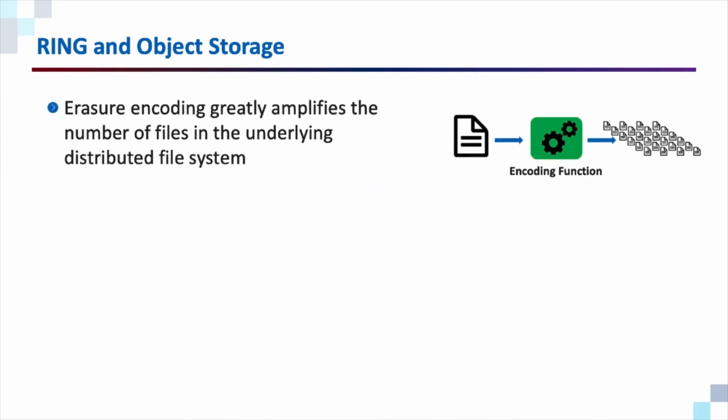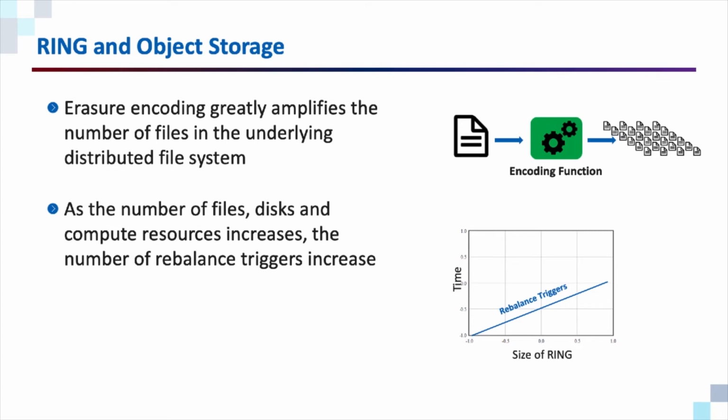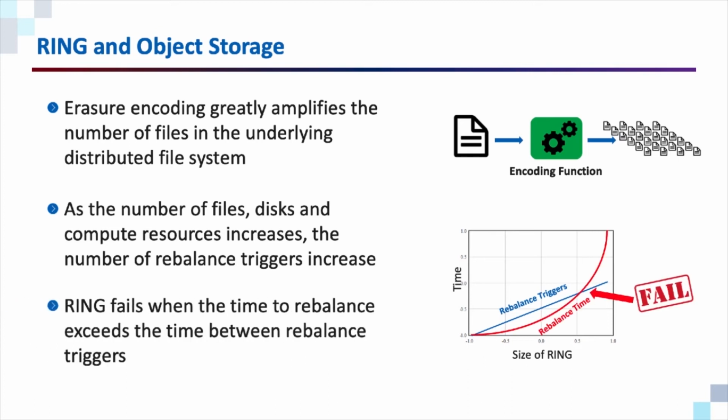So what does this mean? Erasure encoding greatly amplifies the number of files in the underlying distributed file system. And as the number of files, disks, and the compute resources increase, there are more things that can fail, therefore more rebalance triggers. And a ring will fail when the time to rebalance exceeds the time between rebalance triggers.